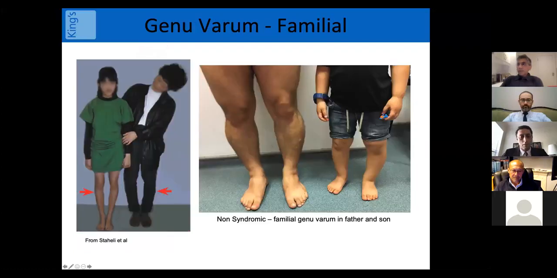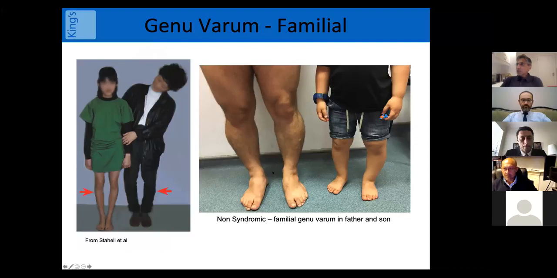So this is another important thing to remember, the racial distribution of this deformity. This is a textbook picture from Staheli's pediatric textbook. It clearly shows that this is familial, like mother, like child. And there's a debate in the literature as to whether they should be treated or left alone.